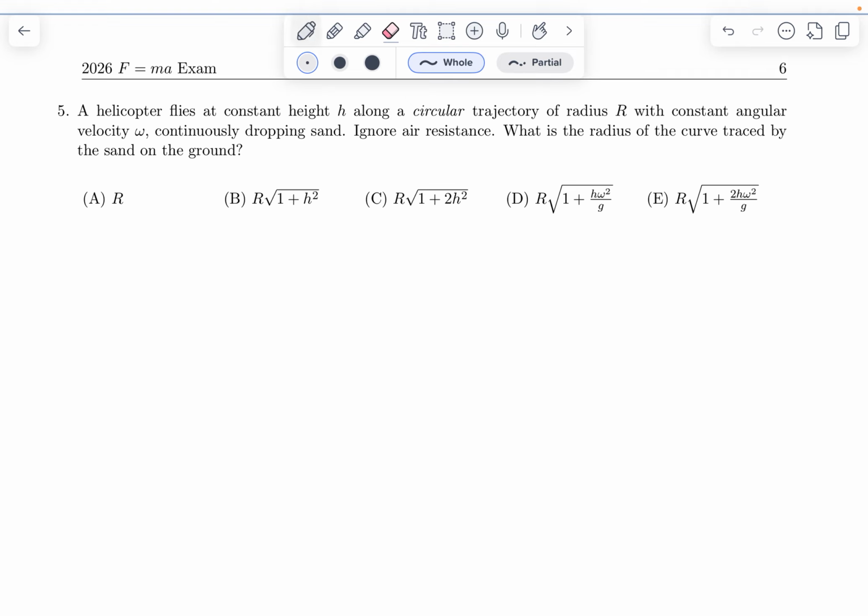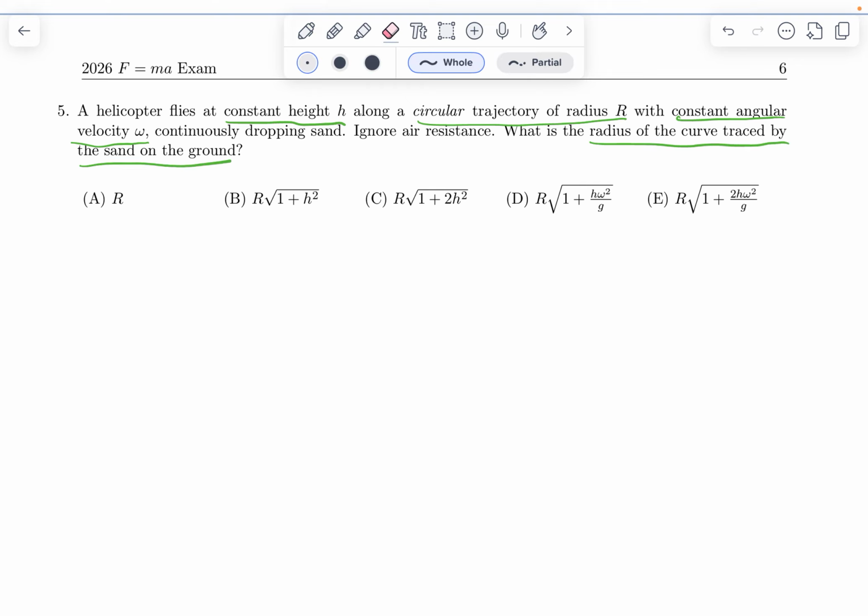A helicopter flies at a constant height h along a circular trajectory of radius r with constant angular velocity omega, continuously dropping sand. Ignore air resistance. What is the radius of the curve traced by the sand on the ground?